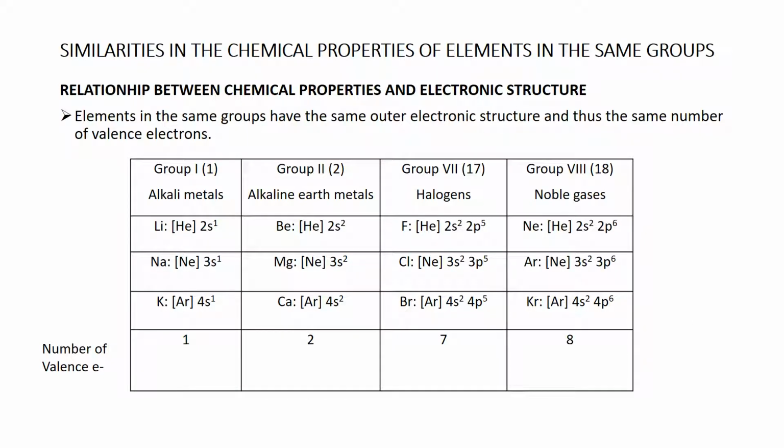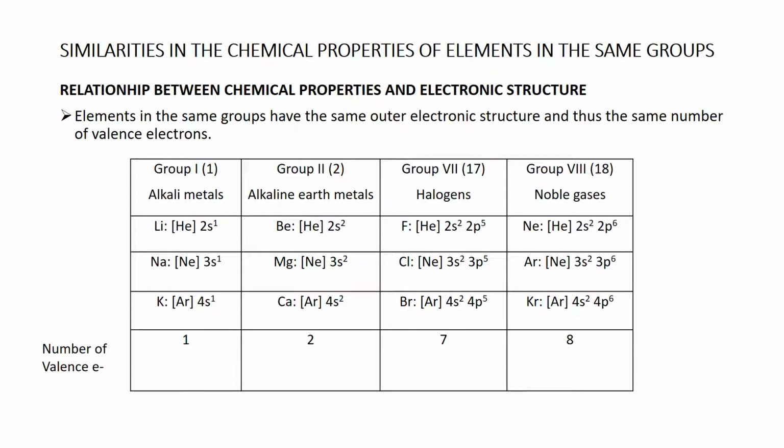In this video, we are going to look at the reactivity of elements in groups 1, 2, 17, and 18. But first, I want us to look at the similarities in the chemical properties of elements in the same groups. What is the relationship between chemical properties and electronic structure?